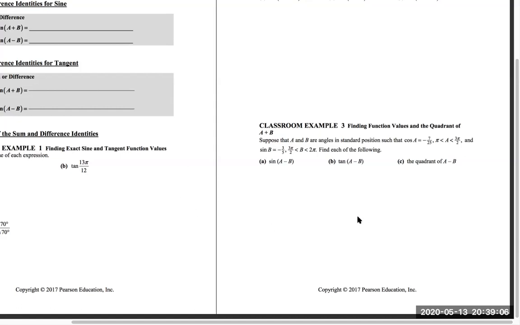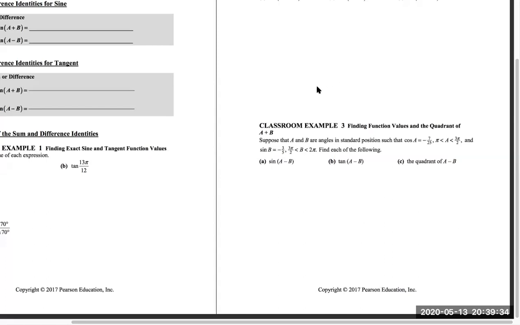Okay, so for this particular problem, it says suppose that A and B are angles in standard position such that cosine of A is given, and then you have bounds for A, and sine B is given, and you have bounds for B. Find each of the following.